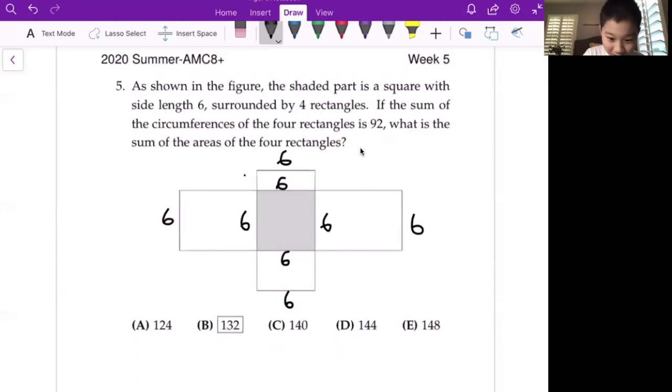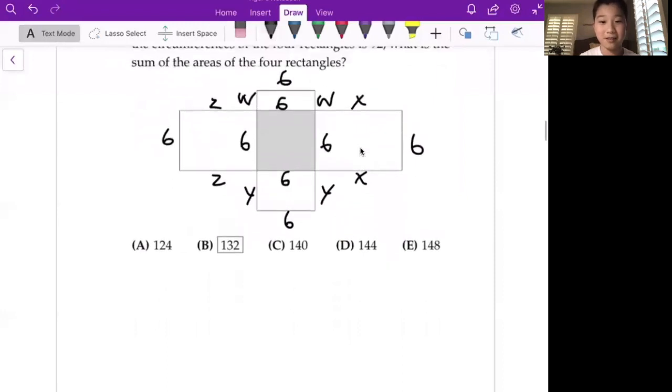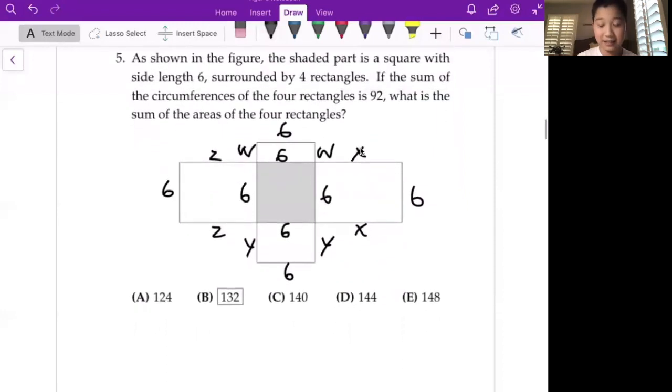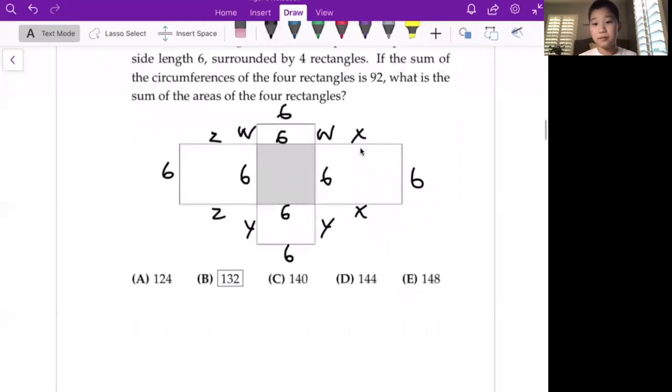Okay, this is W, then this is X, Y, and Z. Yes, 4 variables. That's how many you need to solve this problem. But the algebra won't be as hard as a 4 variable, 4 equation linear thing. It won't be that hard.